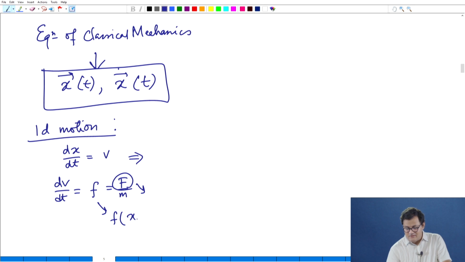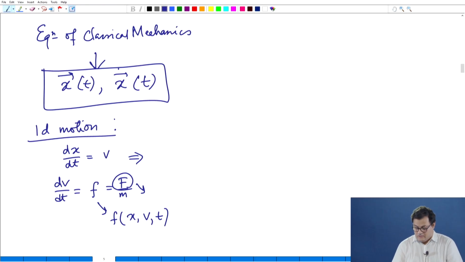F can be a function of x, v and t at most. F can be an explicit function of t as well, where x and v are not changing, but only t is changing, and that changes f. If that is possible, then we can say this is an explicit variation of f with respect to t. Now, if t is changing and due to that x and v are changing and those are actually changing f, then it is an implicit dependence.